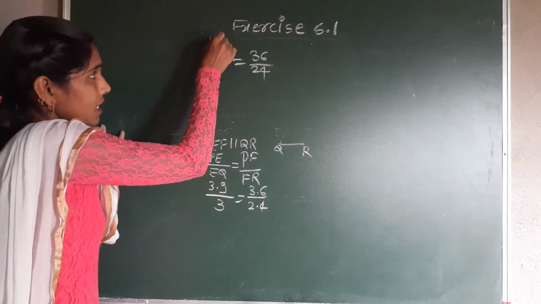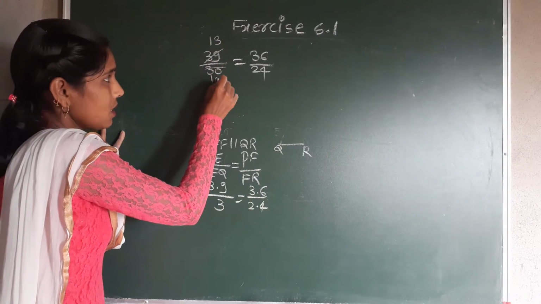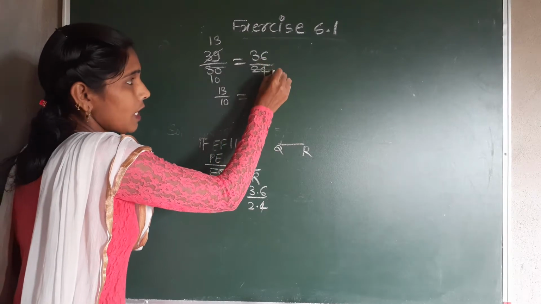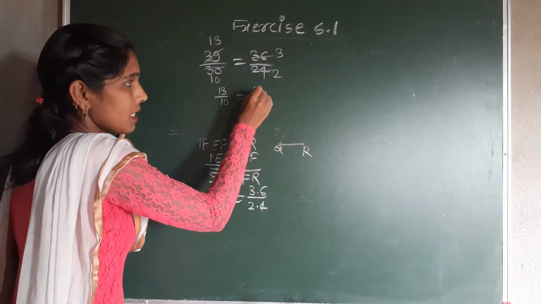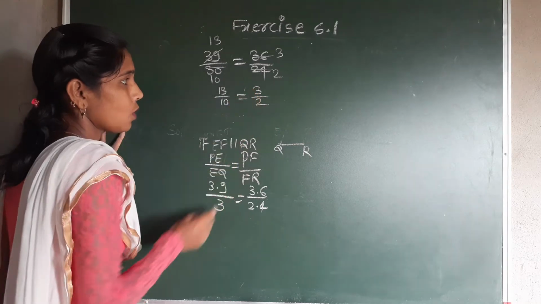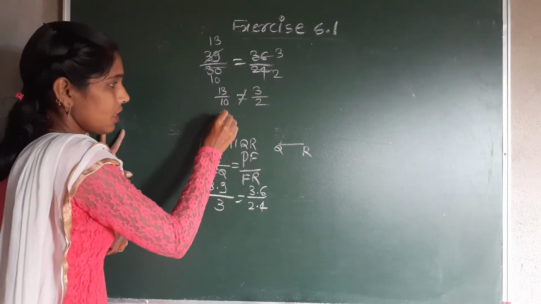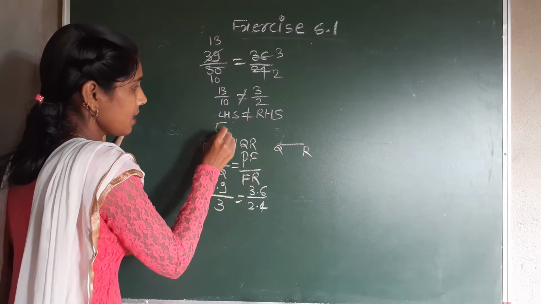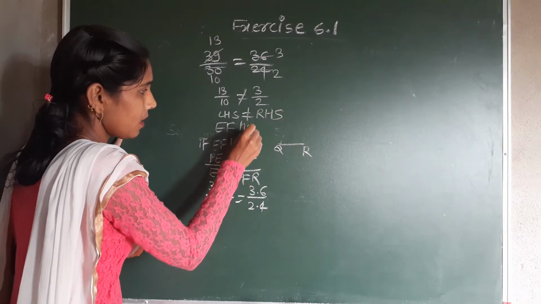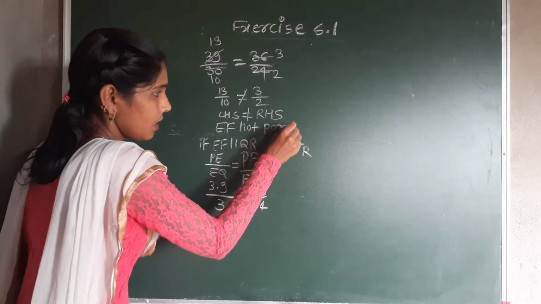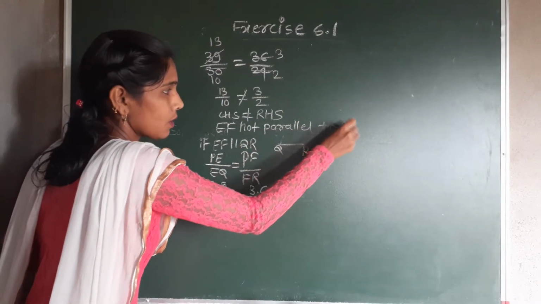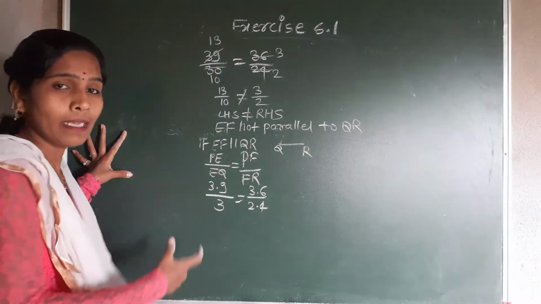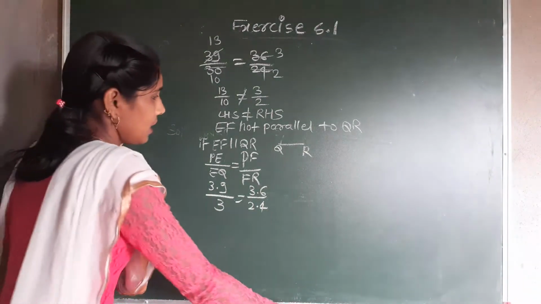3 1s are 3, 3 3s are 9, 3 1s are 3, 0 as it is. 13 divided by 10 is equal to, 12 2s are 24, 12 3s are 36, 3 divided by 2. Not equal. LHS is not equal to RHS. So, EF is not parallel to QR. Remaining two questions are the same like this only, you have to solve. Next, third question.